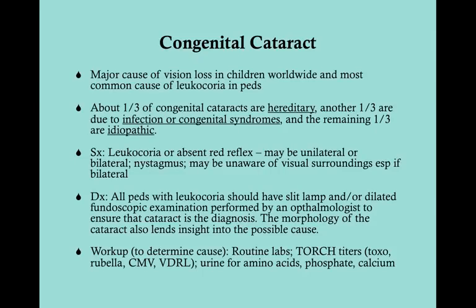About 1/3 of congenital cataracts are hereditary, passed on in families. There'll be a family history if you can get it. Another 1/3 are due to an intraocular infection or due to a vertically transmitted infection like toxoplasmosis or syphilis, or it's due to a congenital syndrome such as Down syndrome, Fabry syndrome, and Alport syndrome, etc. And then the remaining 1/3 are idiopathic.